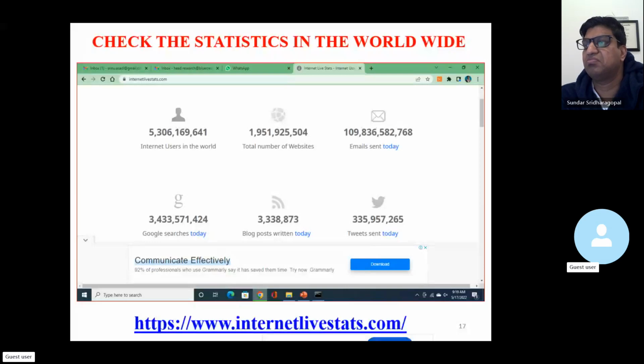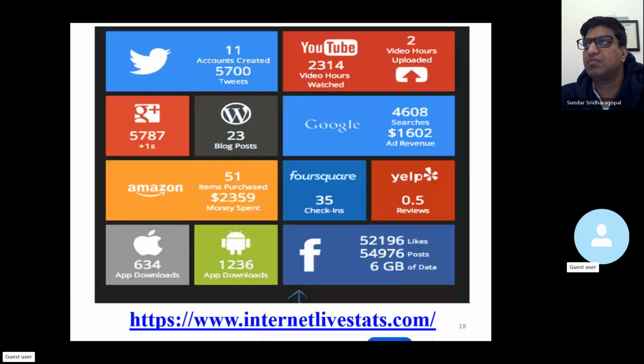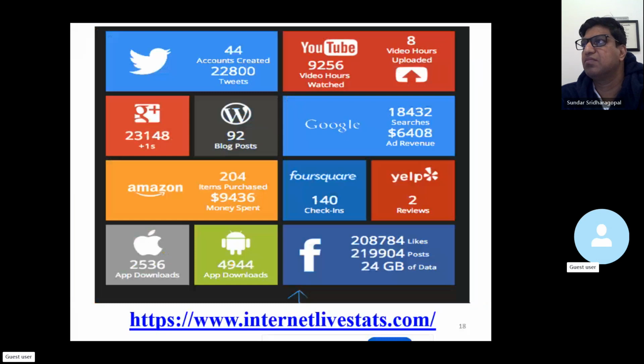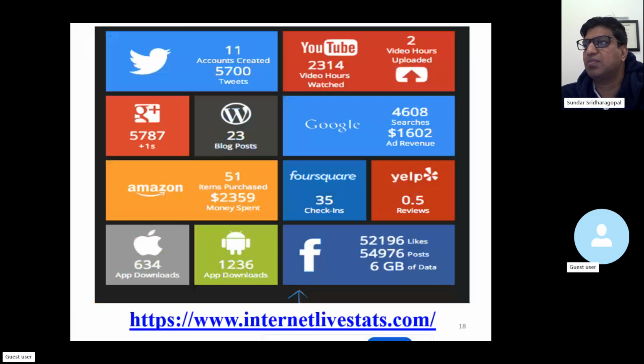That means a huge volume of data is flowing from one end to another end and one node to another node. So the same thing I have incorporated in the PowerPoint presentation. If the number of users is increasing, automatically the number also increases. So this is the syllabus.